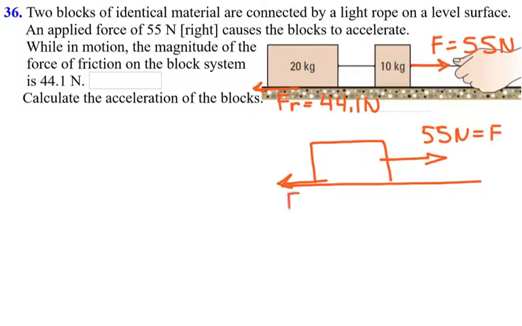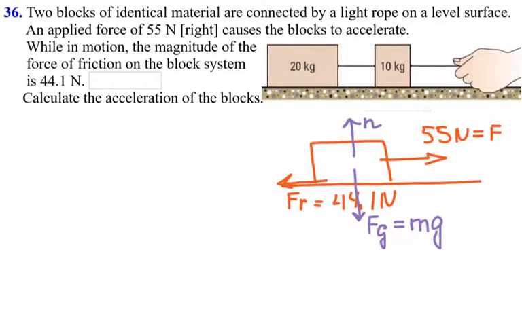The force of friction is 44.1 newton, and there are also two more forces. One is the force of gravity, which I always have to write, equal to mg, and there is the normal force. But the purple forces, the normal force and force of gravity, cancel each other because there is no acceleration that way. The vertical forces are balanced. But the horizontal forces are not balanced, and because they are not balanced, there is going to be acceleration.